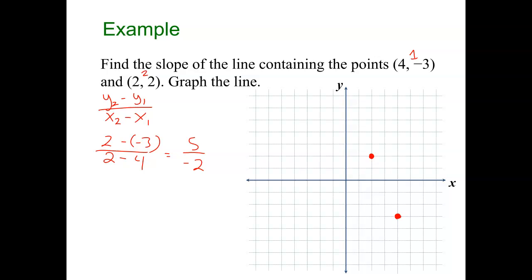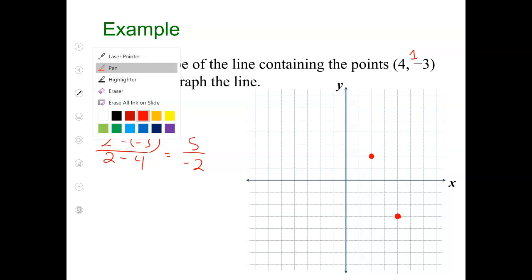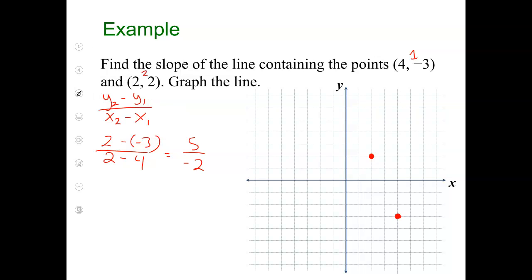Okay? So we have our slope. There's a couple different ways we can write it. We have that negative sign. We have 5 over negative 2. I could move that negative sign to be the top as well. This is going to be the same as negative 5 over 2. Those are equivalent slopes. You said 2, 2 is in quadrant 1? Yes. Those are equivalent slopes. All right?